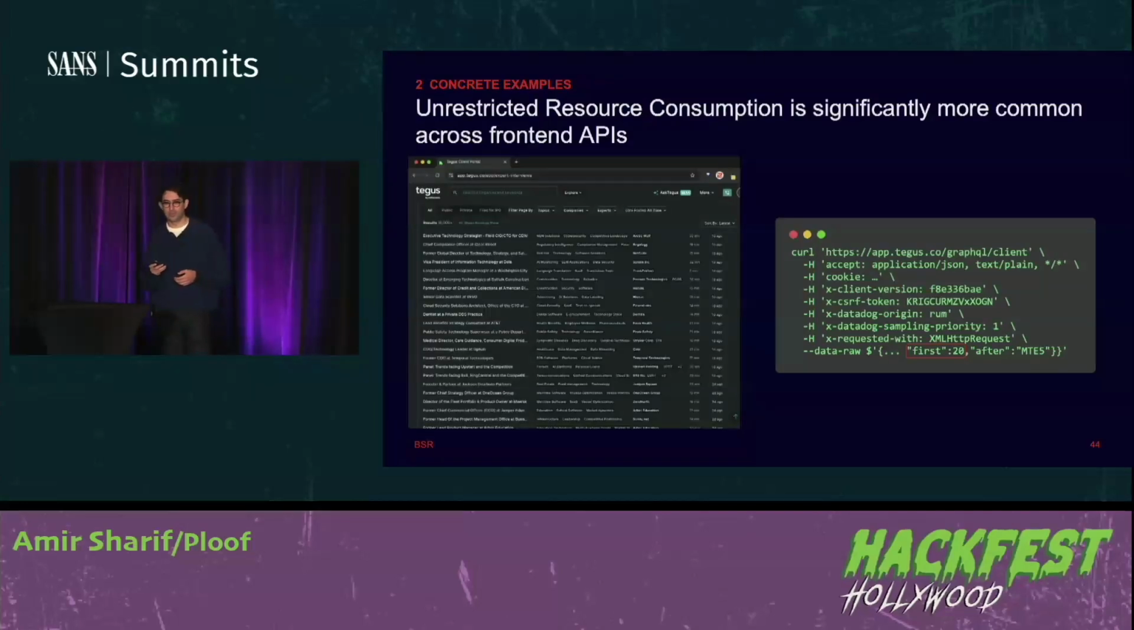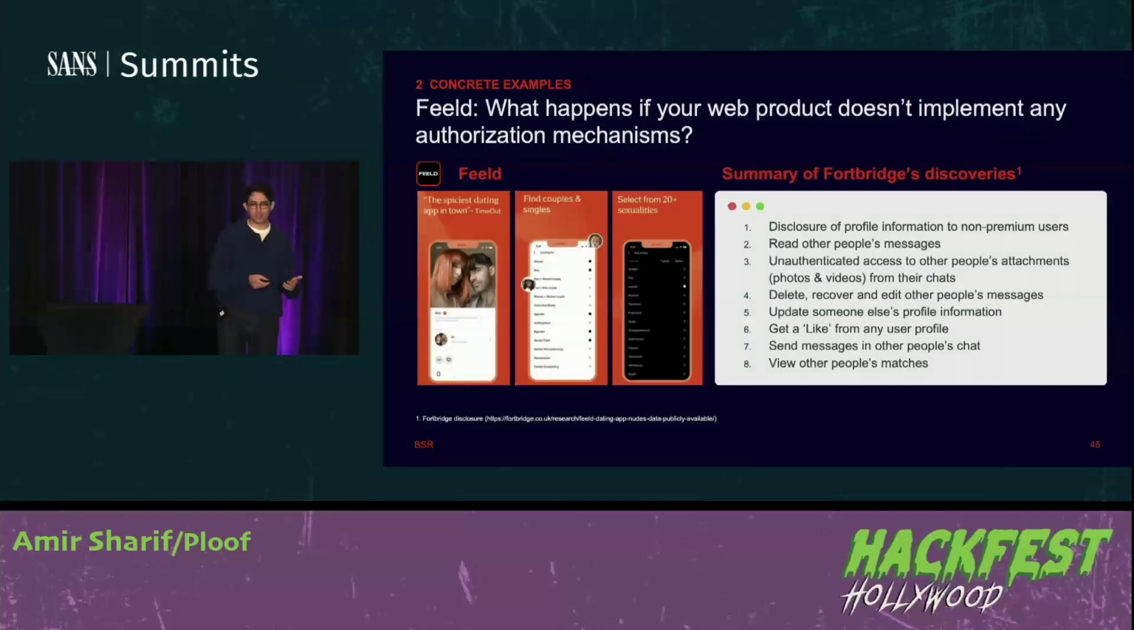Okay, we're gonna get back to spookier stuff. This is an example of a vulnerability found by a research firm in the UK called Fortbridge in a dating app called Field. Field is a dating app used by, I believe, in the order of hundreds of thousands of users. And Field itself is a really interesting example of what happens when you don't implement authorization at all.